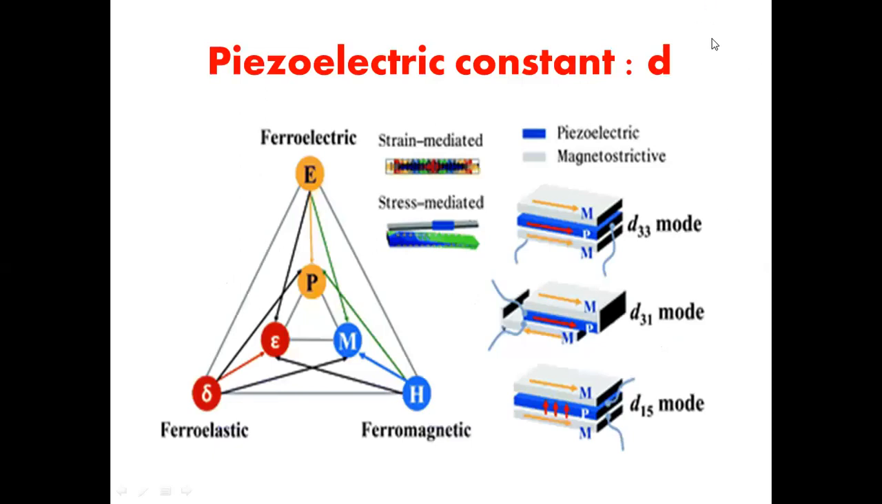So the piezoelectric constant D is represented as D. How do you measure this piezoelectric constant D? Accordingly, its mode is also defined. So this diagram again represents or indicates the cross-linking of the different fields and different parameters of the ferroelectric, ferroelastic, and ferromagnetic materials.